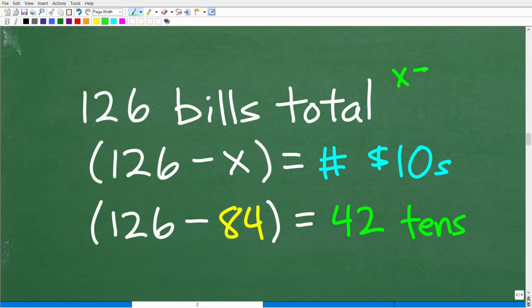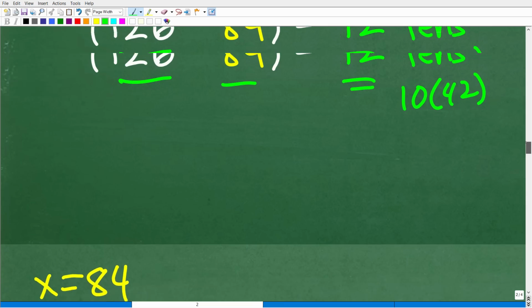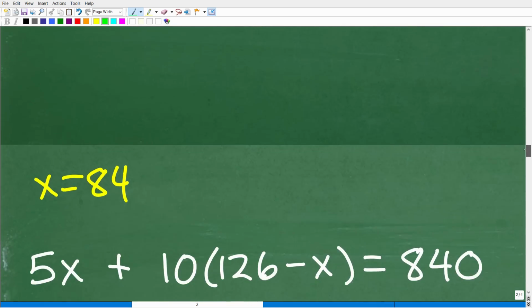So x is equal to 84. That's the number of 5s. So we want to know the actual number of 10s. We're going to take 126 minus that 84. So that's 42 10s. So let's see if this works out. In other words, if I take 5 times this 84 plus I have 42 10s, so 10 times this 42, does this work out to be the total value of $840?